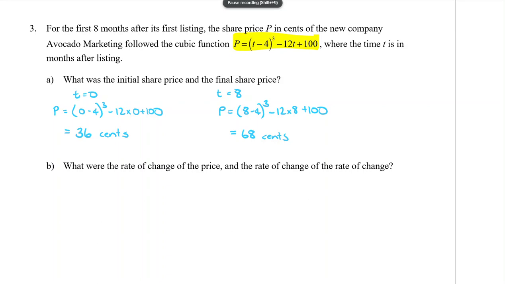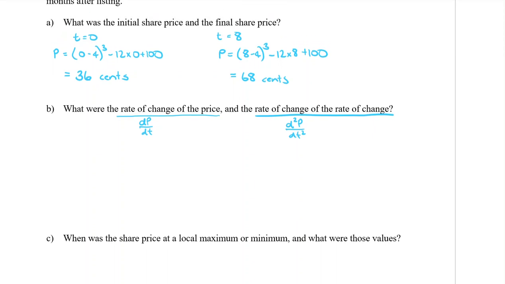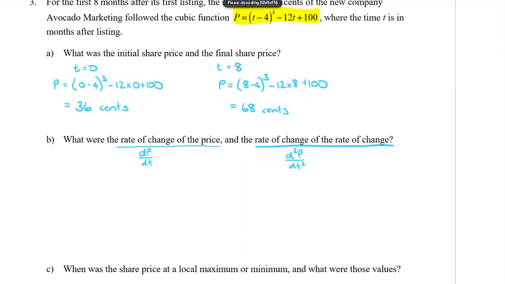Okay, part B. What were the rate of change of the price and the rate of change of the rate of change? The rate of change of the price is talking about the derivative, so I want to find dP over dt. The rate of change of the rate of change, that's the derivative of the derivative, or in other words, the second derivative. So I need to find those two things. So looking back at the yellow equation, dP over dt, to differentiate the bracket, we're going to bring the power of 3 down the front.